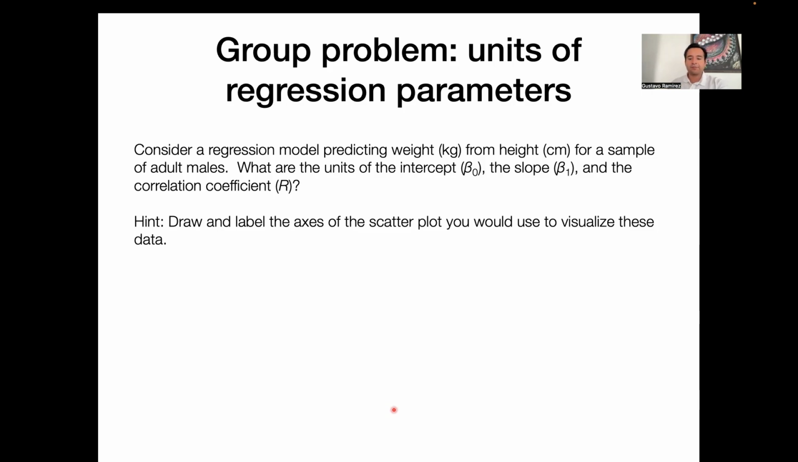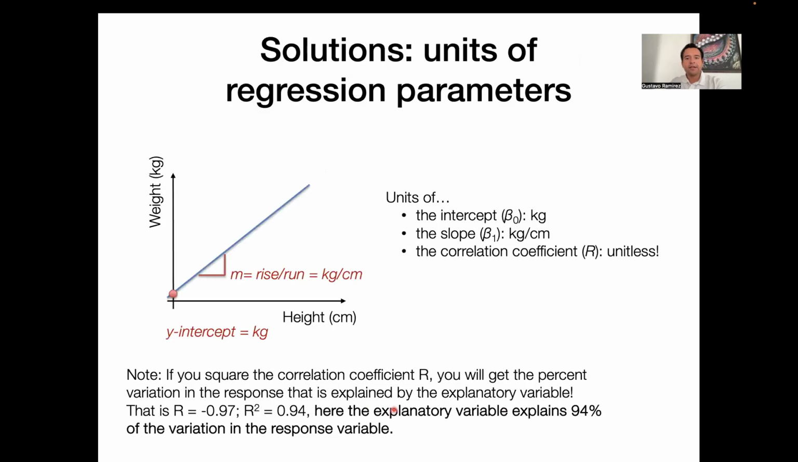All right, and let's jump right back in to see what these units would be for all of these model parameters. So again, you would want to draw this, right? So we've got the x axis as our predictor axis, and that predictor axis is height in centimeters. I guess this was a sample of adult males. The response axis would be weight in kilograms. That's our y-axis there. All right.